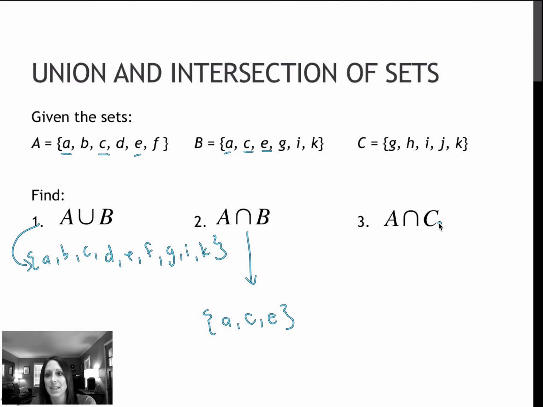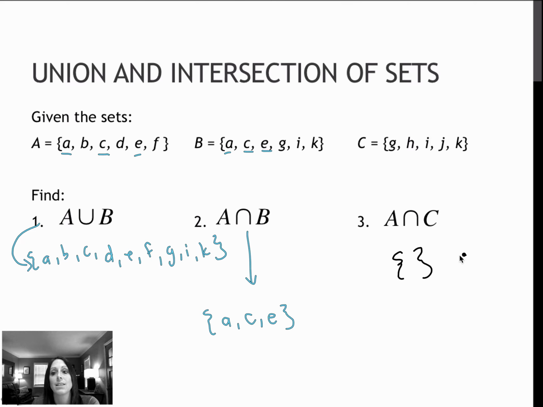A intersect C would be just what A and C have in common. So I'm going to switch colors here. A and C, let's see, A they don't have in common, or B or C or D or E or F. So none of these things they have in common. So the intersection of sets is actually empty.